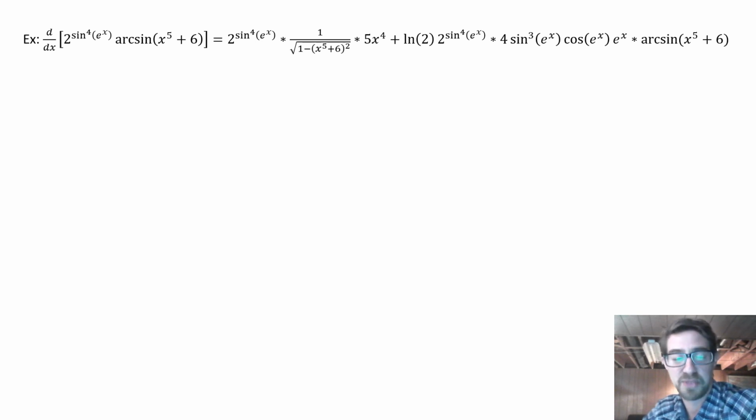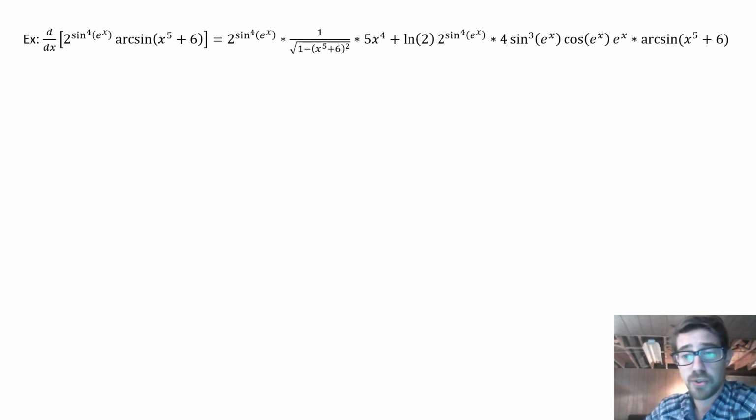Okay, so it's the first function, 2 to the sine to the 4th of e to the x times the derivative of the second function, which is 1 over the square root of 1 minus x to the 5th plus 6 squared times 5x to the 4th. Product rule, plus the natural log of 2 times 2 to the sine to the 4th of e to the x times 4 sine cubed of e to the x times cosine of e to the x times e to the x, then times just the original second function, which was just arcsine of x to the 5th plus 6.